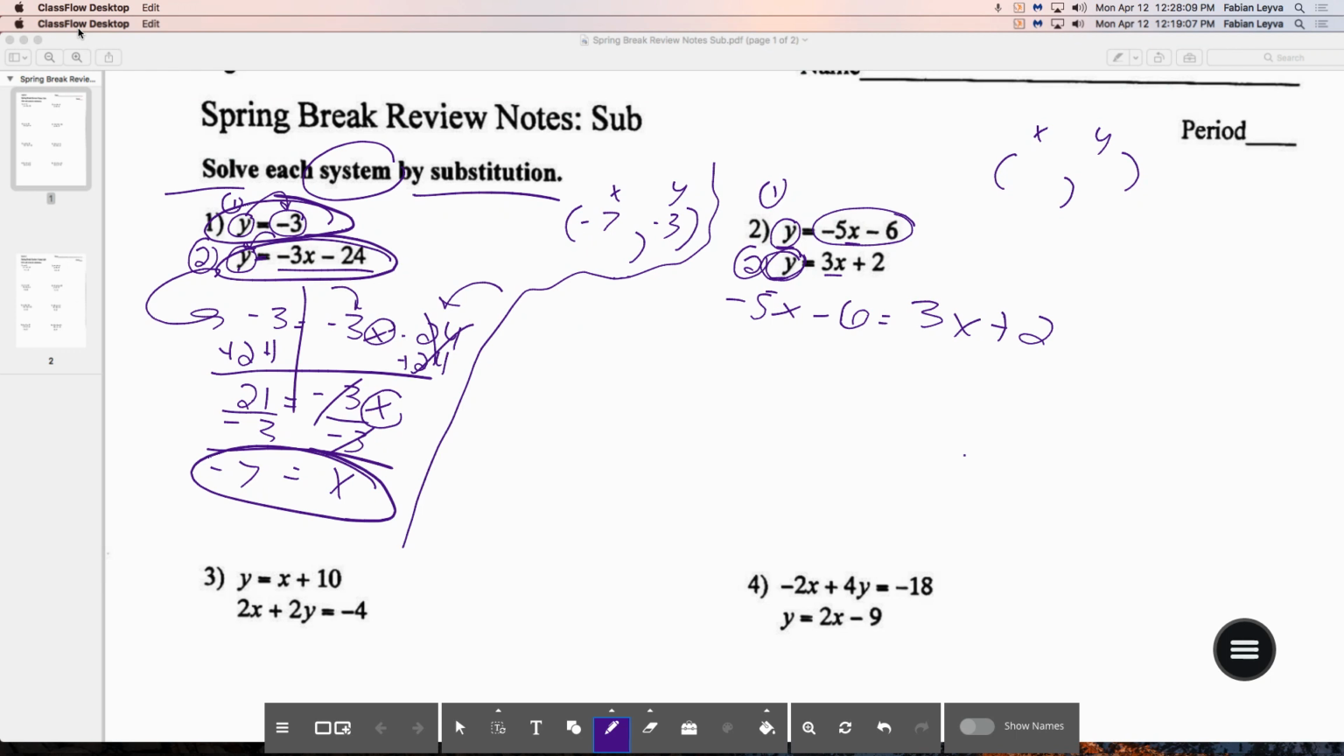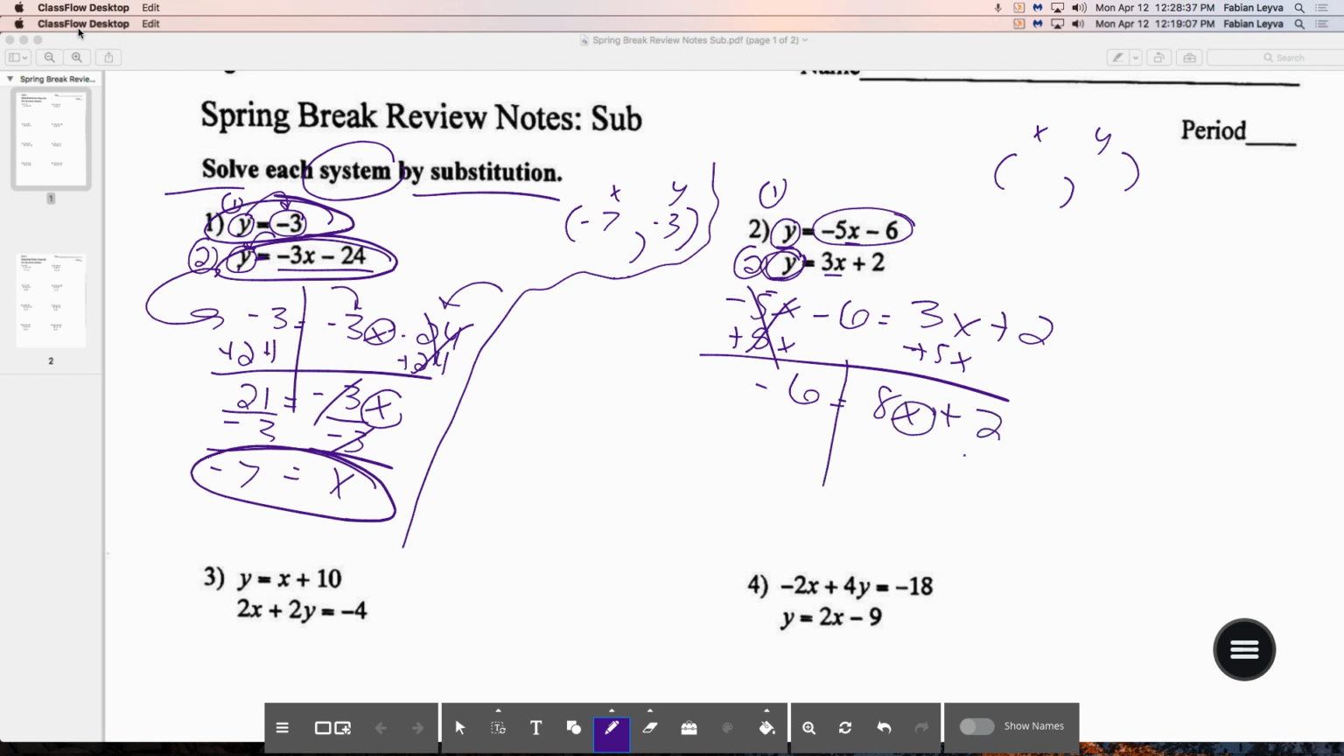Are there any parentheses? No. Are there x's on one side or two sides? Two. So let's move the smaller x over. What's smaller, negative 5 or 3? Negative 5, remember, negative 5 is smaller because it's negative, so what I'm going to do is add 5 to one side and then add it to the other side. Now, these are going to cancel out. Notice you're going to be left with the negative 6 is equal to 3 plus 5, which is 8. Don't forget your x, plus 2.